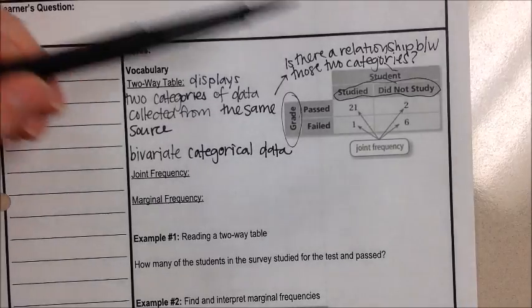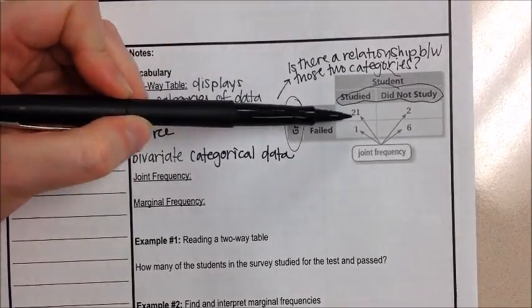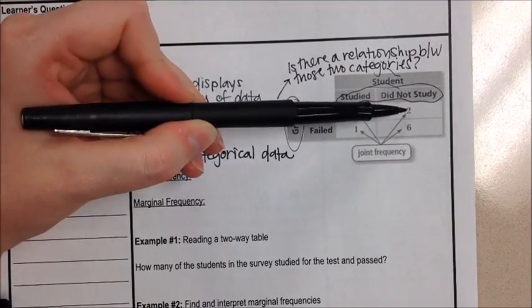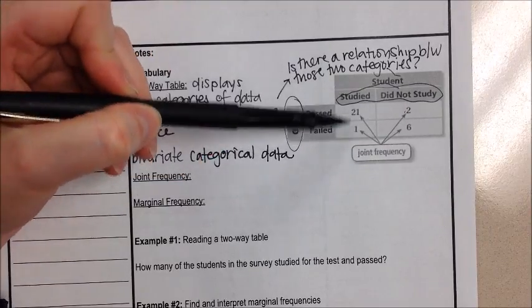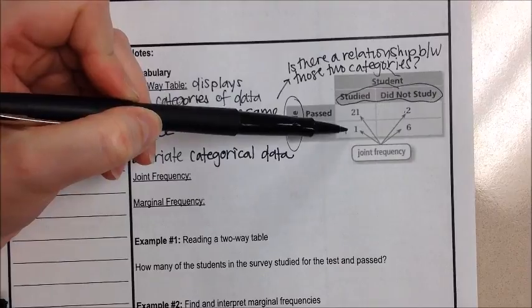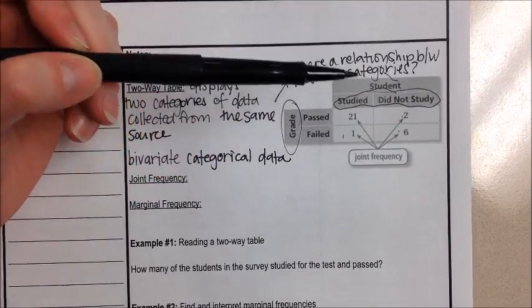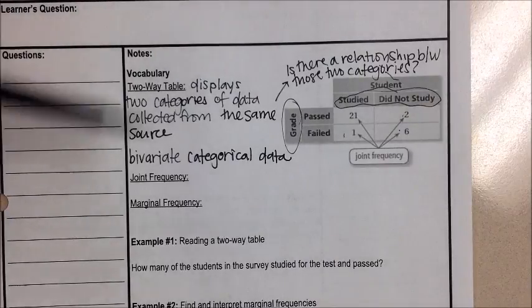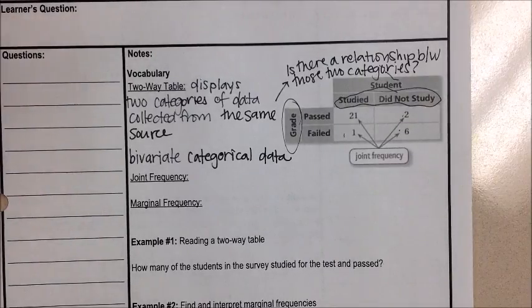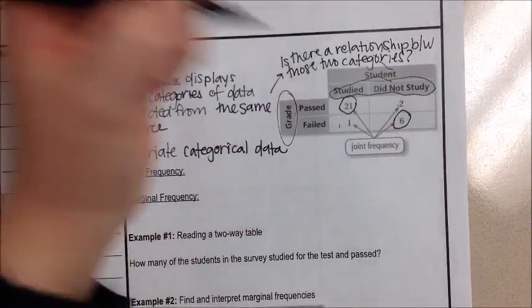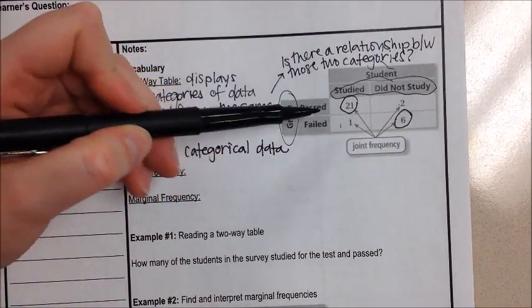association, is there a relationship between grade and whether or not a student studied or didn't study? If you look here, those who did study and passed was 21, those who did not study and passed is 2, those who studied and failed was 1, and those who did not study and failed was 6 people. Is there a relationship between whether or not you study and whether or not you pass a test? Yes, there is, because these are the two higher ones, and they correlate the way you would think.